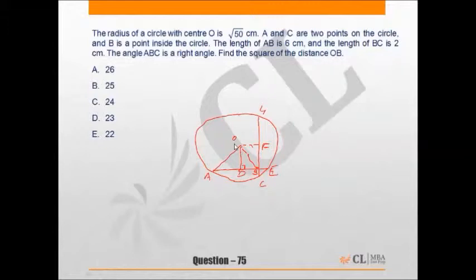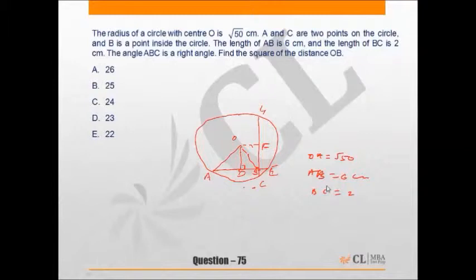The radius of a circle with center O is root 50 centimeter. The circle shown is the circle with center O and radius OA as root 50. A and C are two points on the circle. B is a point inside the circle. This is the position of B. The length of AB is 6 centimeter, and BC is 2 centimeter.